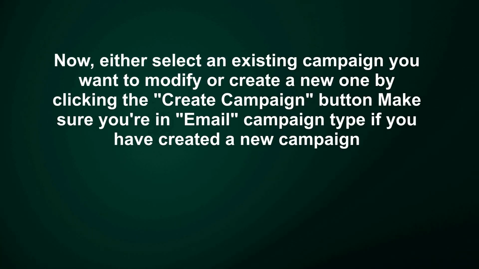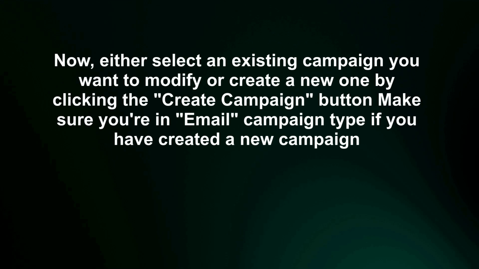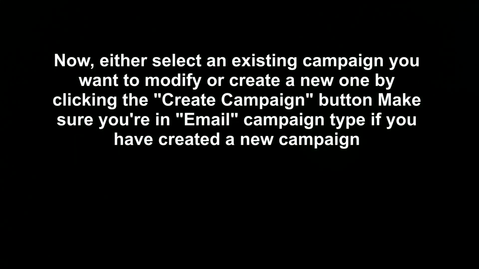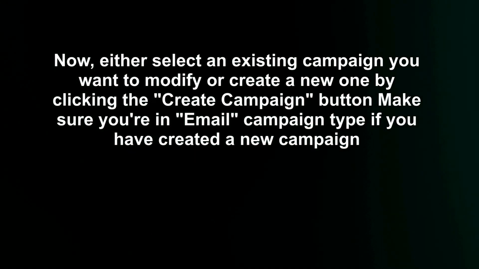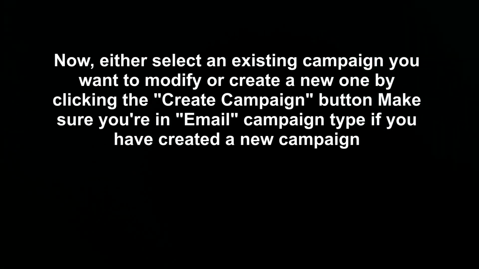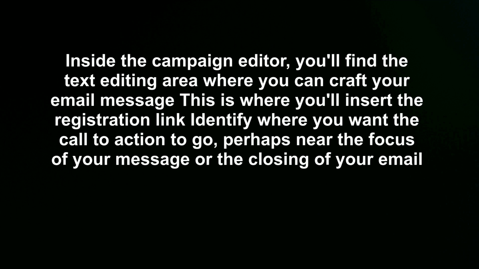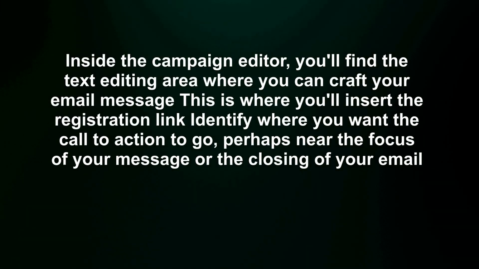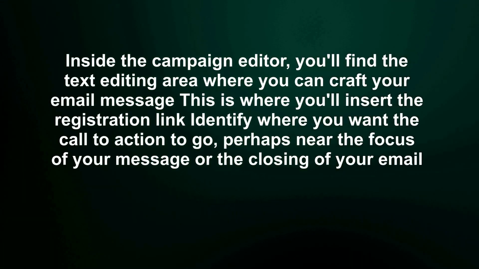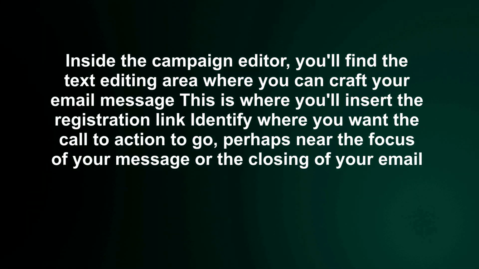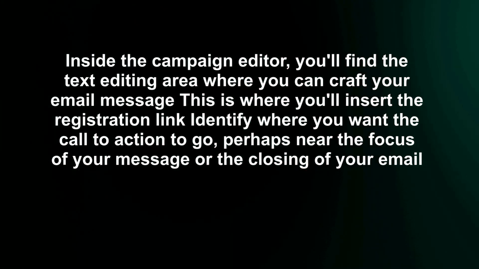Now, either select an existing campaign you want to modify or create a new one by clicking the Create Campaign button. Make sure you're in email campaign type if you have created a new campaign. Inside the campaign editor, you'll find the text editing area where you can craft your email message. This is where you'll insert the registration link.